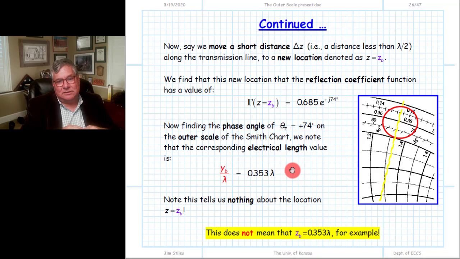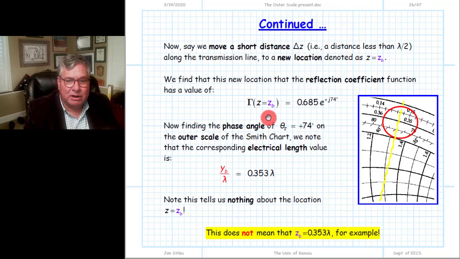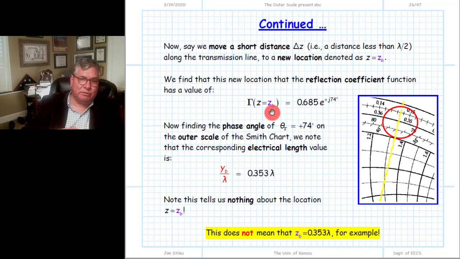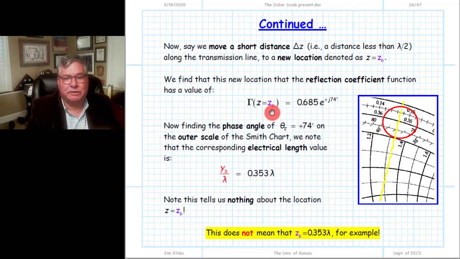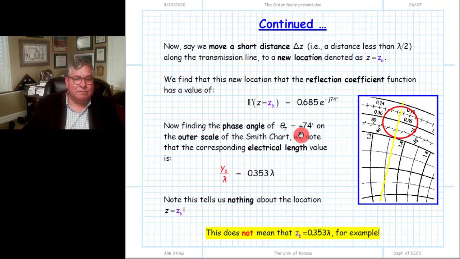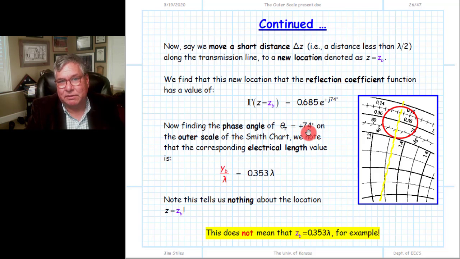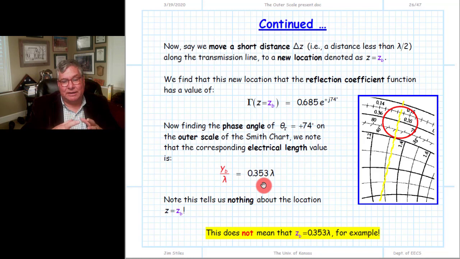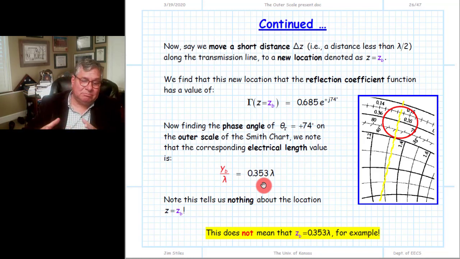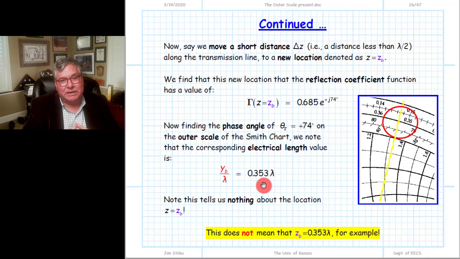Well, what it doesn't tell us is anything about the numerical value of ZB. Where are we on the transmission line when we have a reflection coefficient whose phase angle is plus 74 degrees? We can't tell from the Smith chart. This scale does not help us determine that. It does not mean that we are located at this location on our transmission line. All we know is that the value of plus 74 degrees corresponds to an outer scale value of 0.353. What does that value mean? Well, that value really, by itself, means nothing.